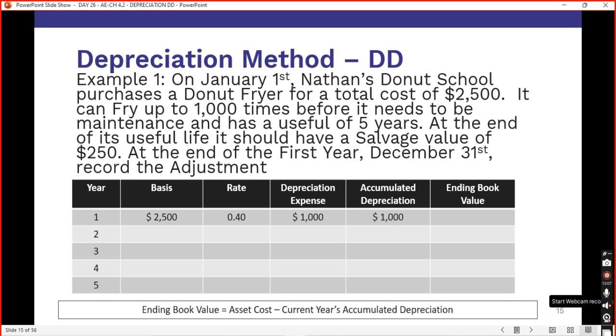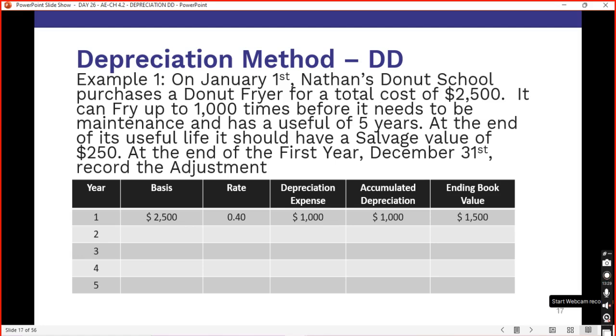Okay? So then the last thing you're going to determine is the ending of the year book value, which is asset cost minus current year's accumulated depreciation. So here, asset cost was $2,500 minus the 1,000 that you got for the accumulated depreciation for that year. You should be left with 1,500.